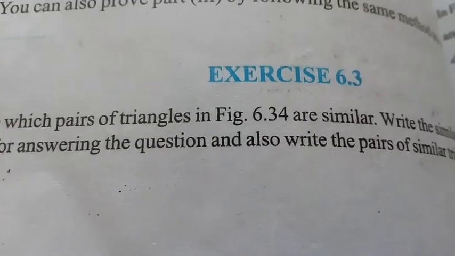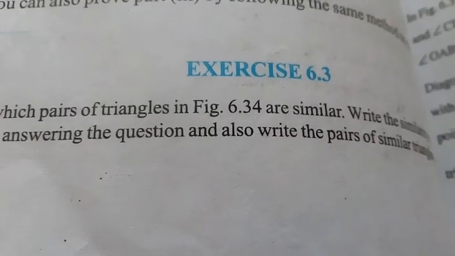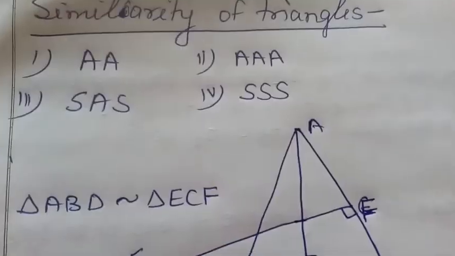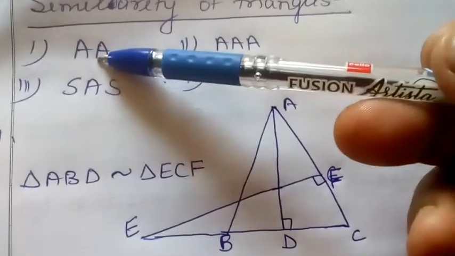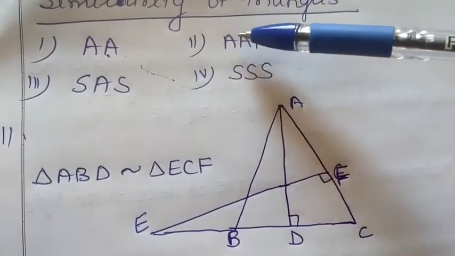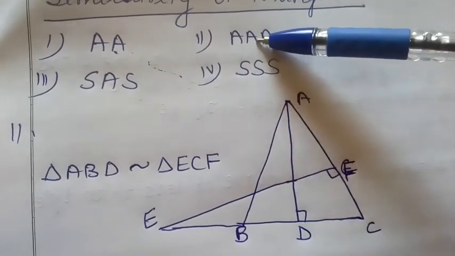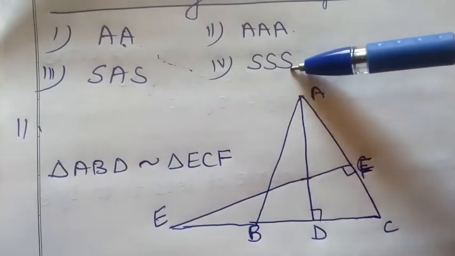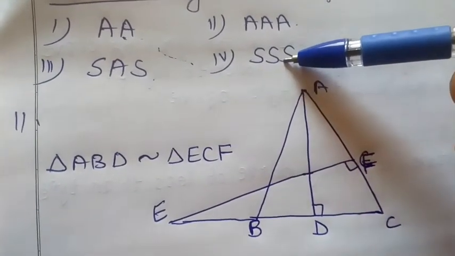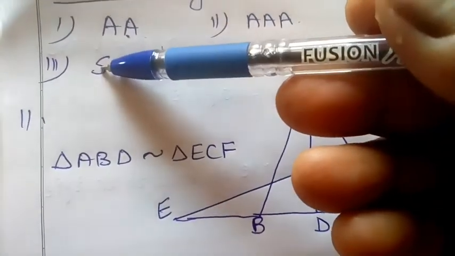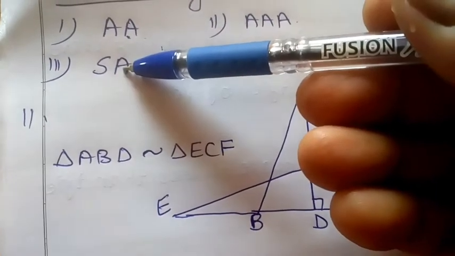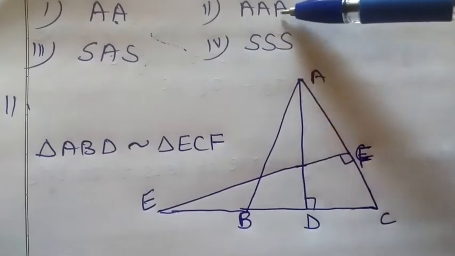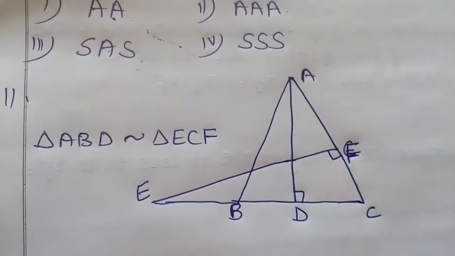Exercise 6.3 of chapter Triangles. The similarity of triangles has four criteria. First is AA, angle, angle. Second is AAA, angle, angle, angle. Third is SAS and fourth is SSS. In SSS, the ratio of all three sides are equal. In SAS, the ratio of two sides and the included angle are equal. In AA and AAA, two angles are equal, or all three angles are equal, in the two triangles.